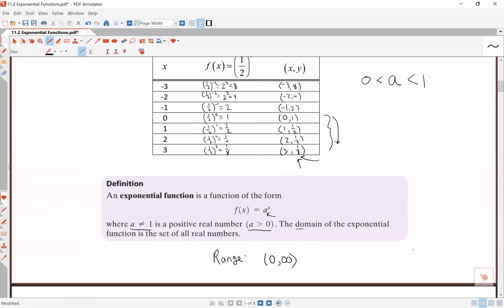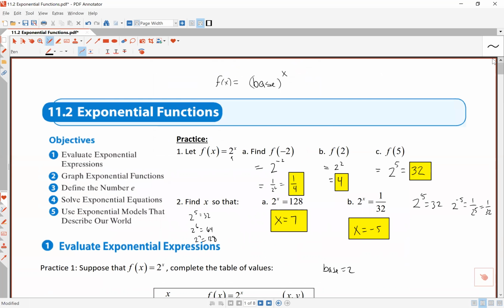And this concludes the video for section 11.2, exponential functions. Objective 1, evaluate exponential expressions.